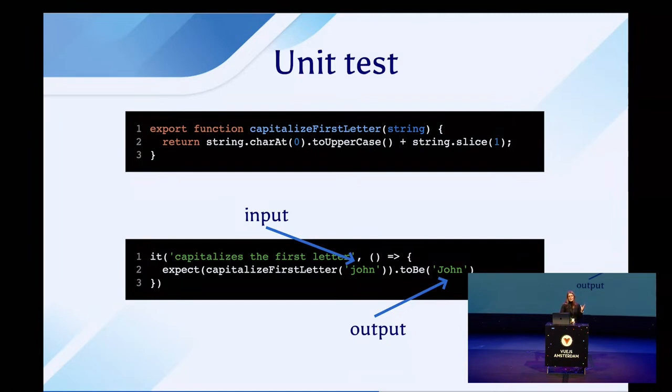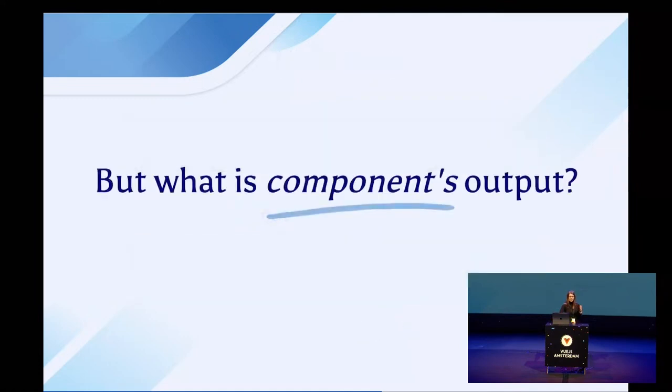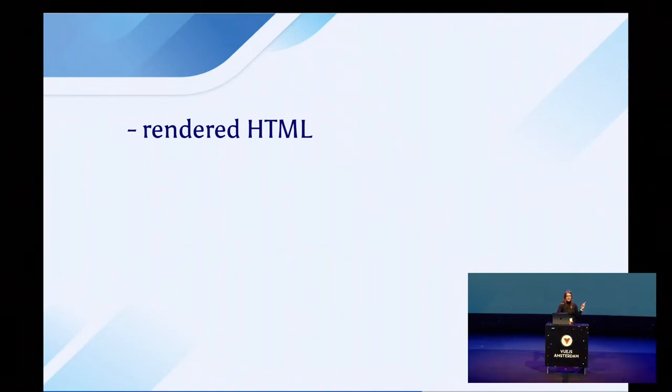But when we're testing a Vue component, what is the input? What is the output, even more importantly, because we're testing the output? So Vue components may look very complicated, but in a nutshell, the output of every single component is rendered HTML. First and foremost, we want to test that our component shows on the screen something that we expect it to show.